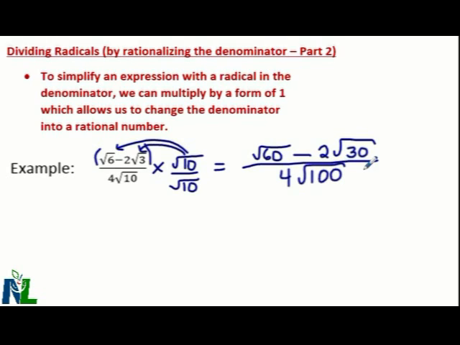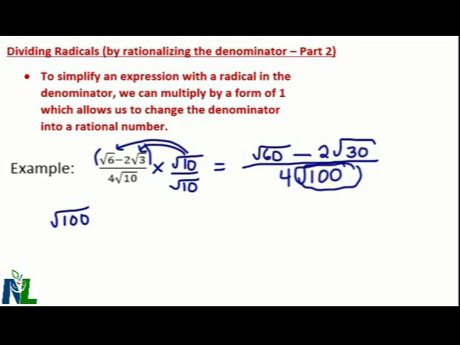So right away now I see this perfect square in the bottom, and that's what I want. I want a perfect square in the bottom because that allows me to get rid of the root sign in the bottom. So the square root of 100 I know is going to get simplified.